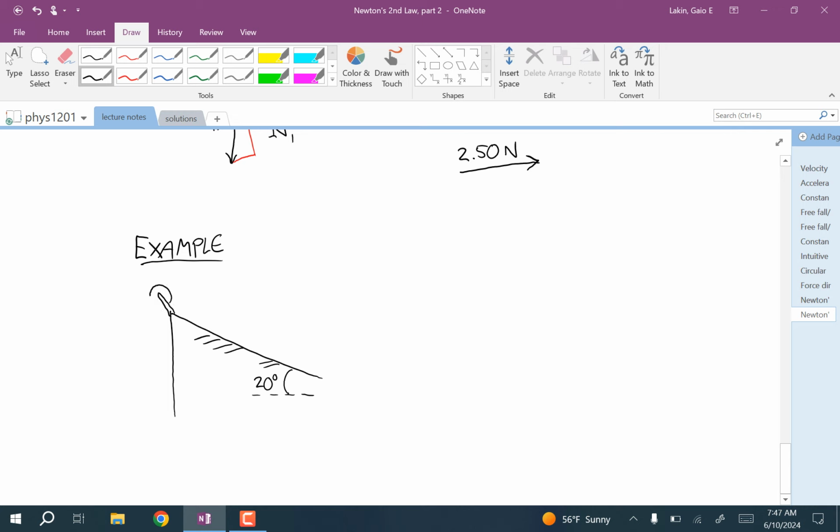There's a pulley connecting two bodies by a cable. Let's say we have a rolling mass of 2 kilograms, and the cable connects it to a hanging mass of 1 kilogram. We want to figure out the acceleration of the system, and second, the tension in that cable.